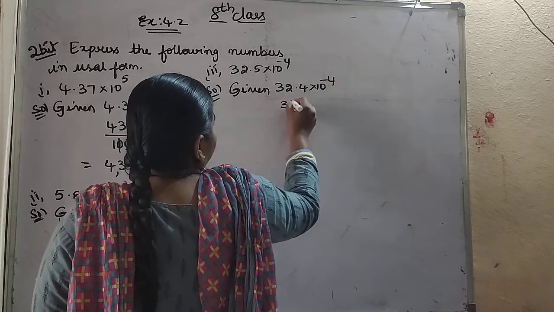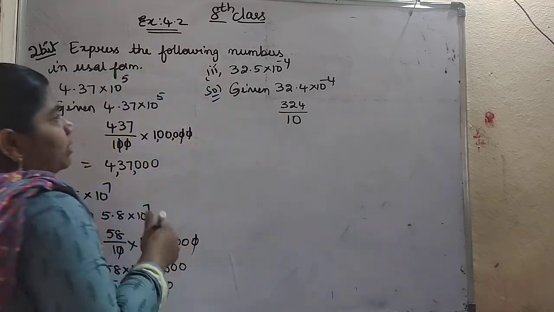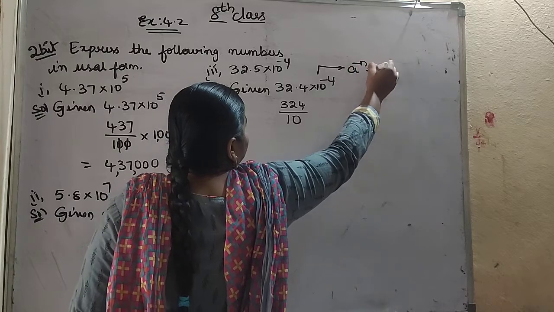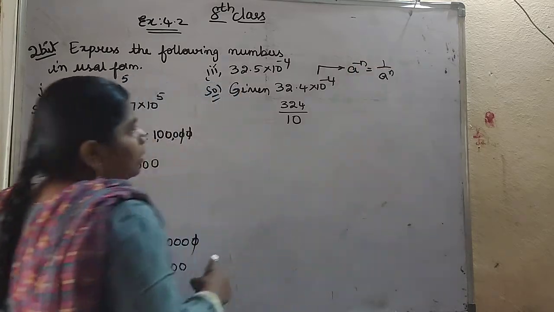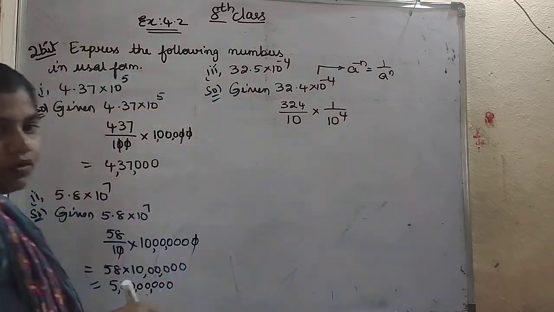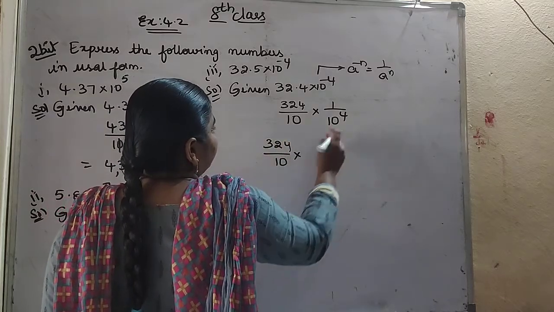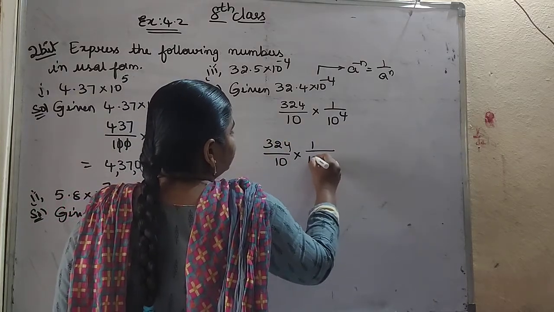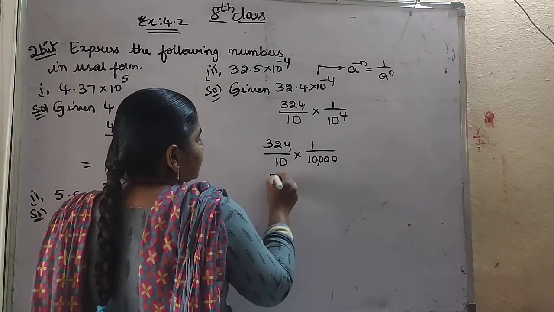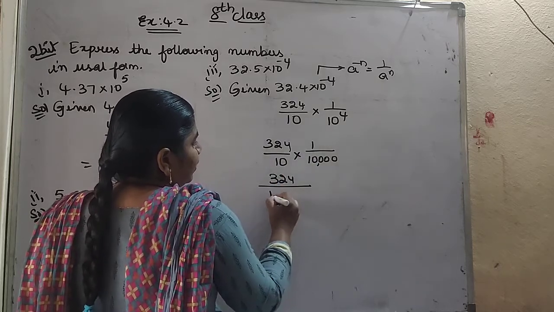We can write here 324 by 10, and 10 power minus 4 is in the form of a power minus n, that is we can write in the form of 1 by a power n. So we can write as 1 by 10 power 4. Now 324 by 10 into 10 power 4 is nothing but 4 zeros we have to take, that is 10,000. 324 into 1 will be 324. 10 into 10,000 will be 1 lakh.